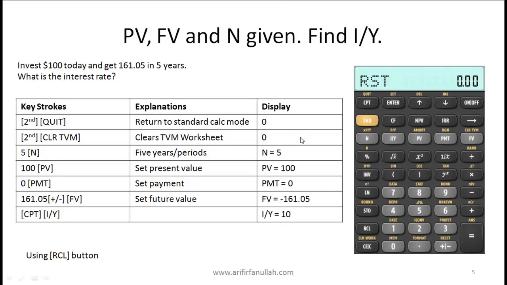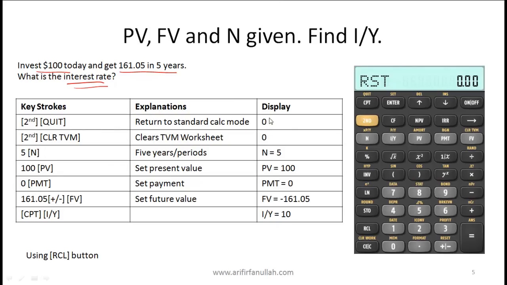Alright, so what we just did was we found the future value. What if you are given your initial amount of 100, and you are told that after 5 years you will have 161.05? How can you find the interest rate? The process is more or less the same.